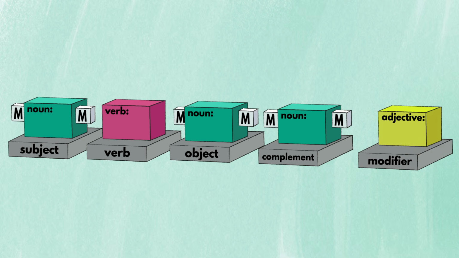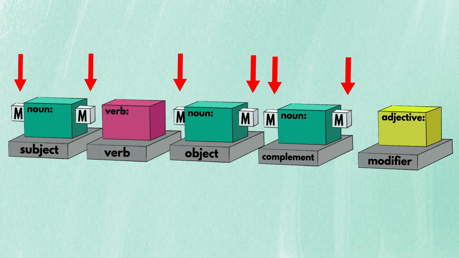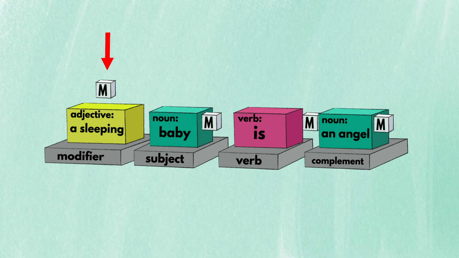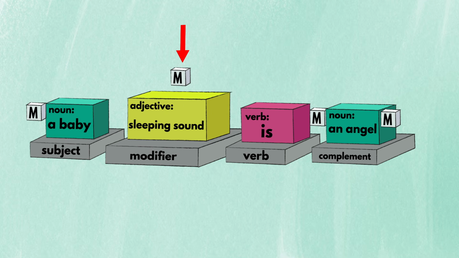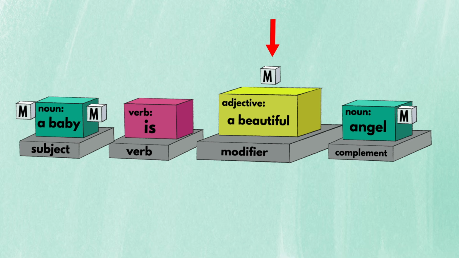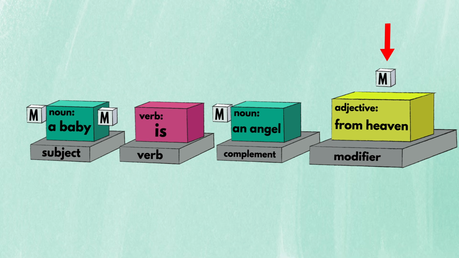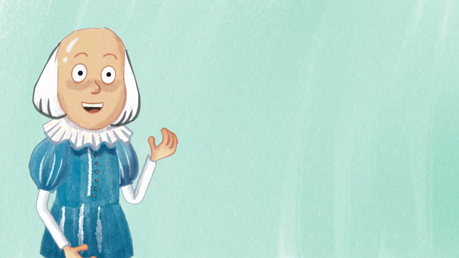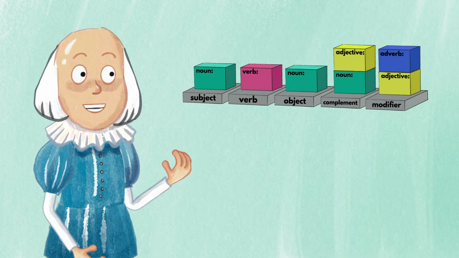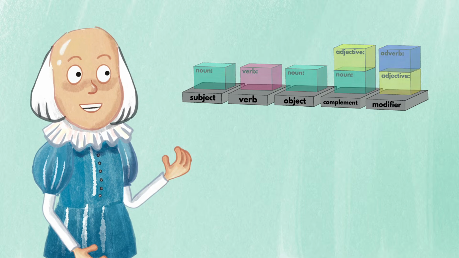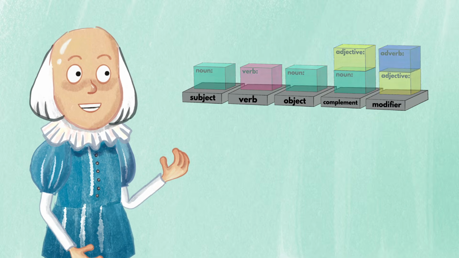On the other hand, if the modifier is made up of adjectives, then it can only come before and after nouns. For example, a sleeping baby is an angel is correct, and so are a baby sleeping sound is an angel, a baby is a beautiful angel, and a baby is an angel from heaven. Now here's the last part of the lesson. Each grammatical function can only contain certain types of parts of speech in their position.